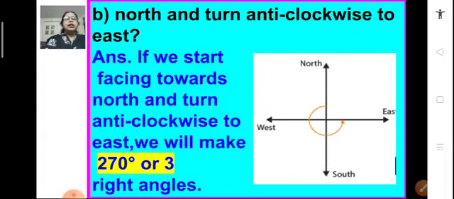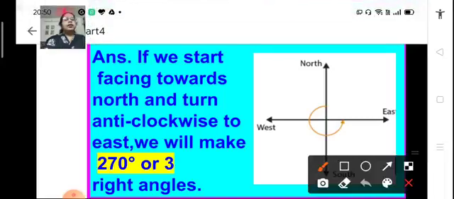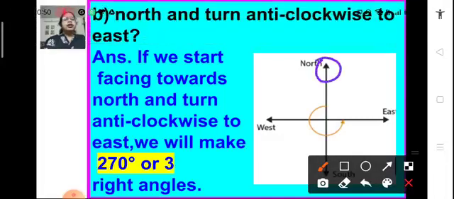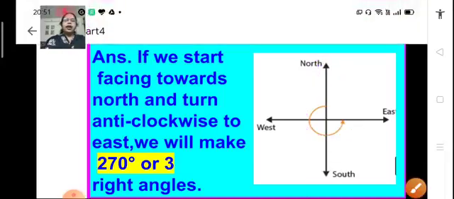The next one is if you are facing north and turn anti-clockwise to east. So here if you are facing north and if you are turning to face east in anti-clockwise direction, then how many angles are you moving through? You are moving through three right angles or a 270-degree angle.